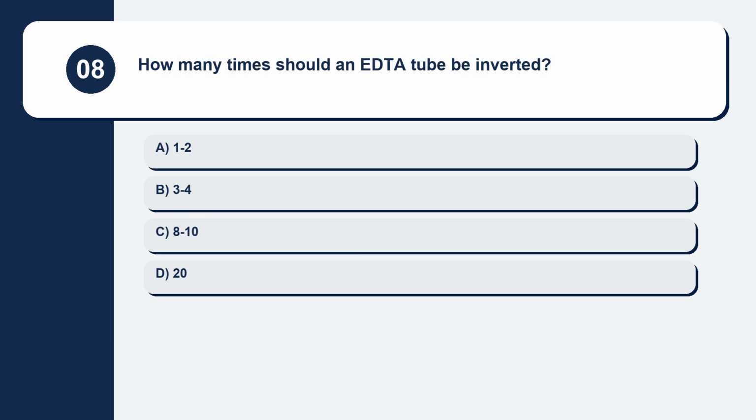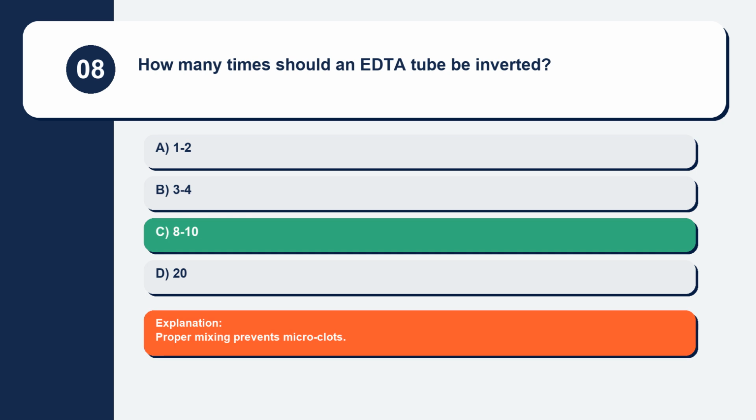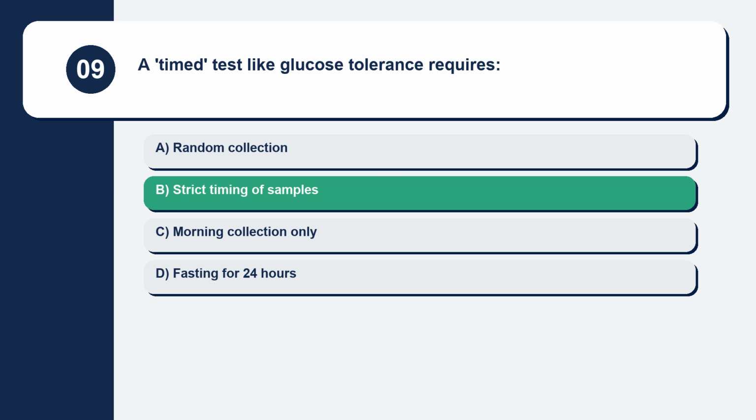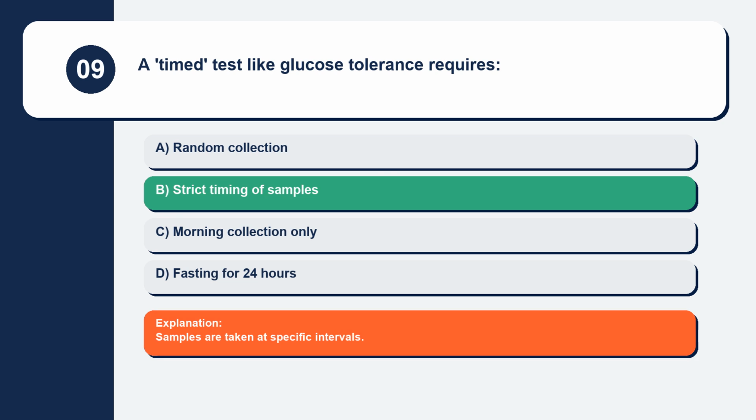Question 8. How many times should a tube be inverted? 1-2, 3-4, 8-10, 20. Proper mixing prevents microclots. Question 9. A timed test like glucose tolerance requires: random collection, strict timing of samples, morning collection only, fasting for 24 hours. Samples are taken at specific intervals.